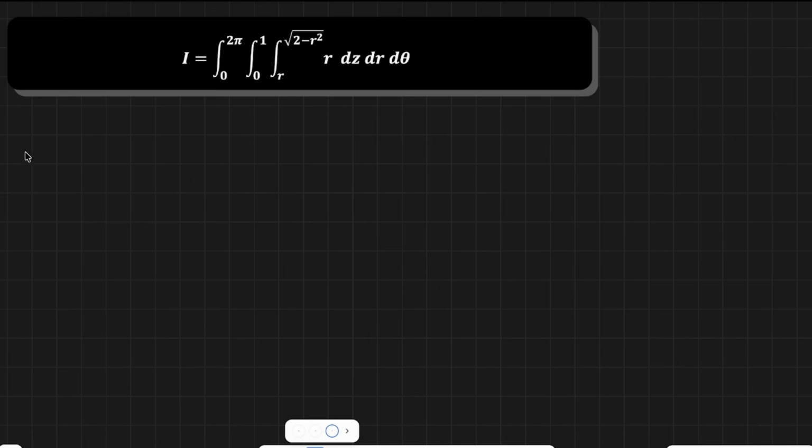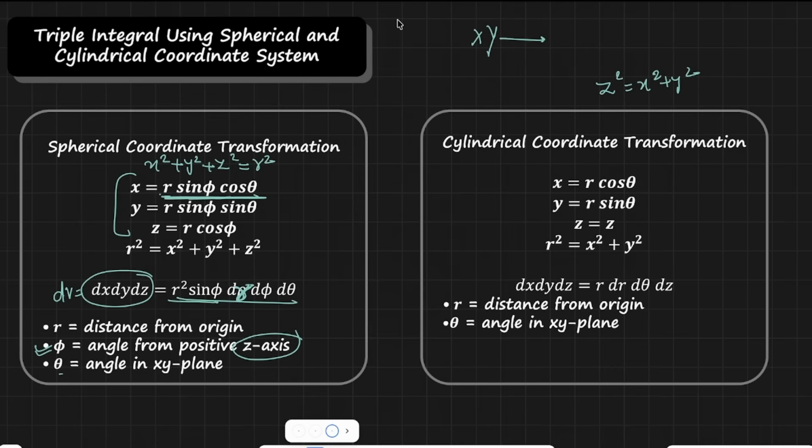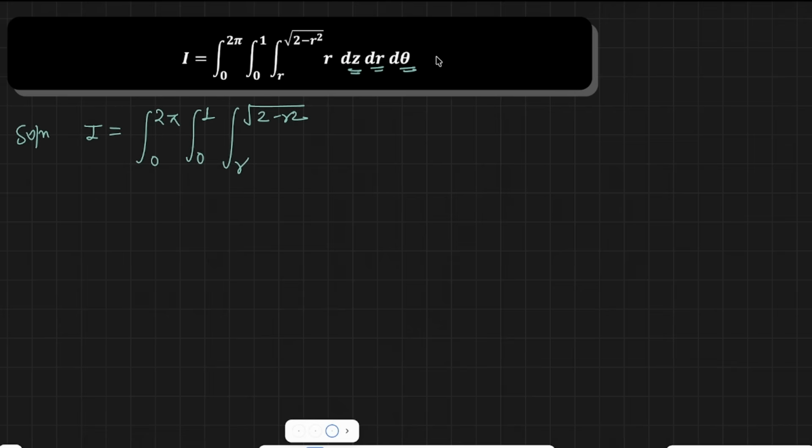Try to understand. See, this is the solution. The integral I is from 0 to 2 pi, 0 to 1, and this is r to 2 minus r square. How to identify whether it is a cylindrical or spherical coordinate system? If it is written z, r and theta, then it is a cylindrical coordinate system.